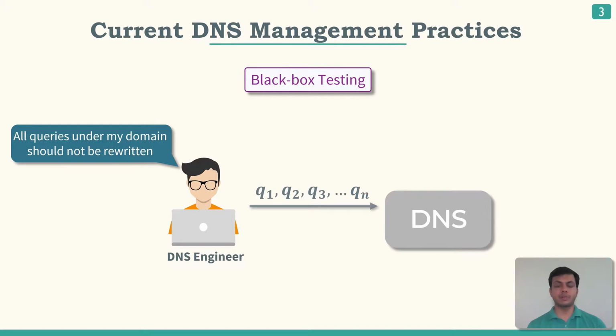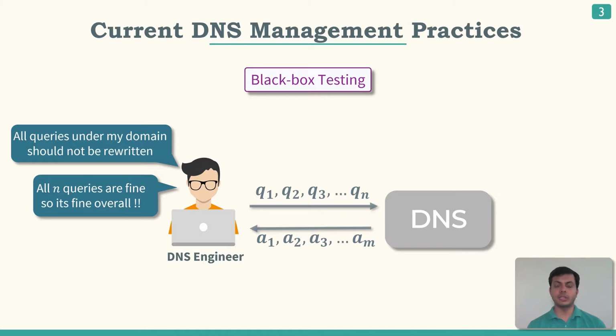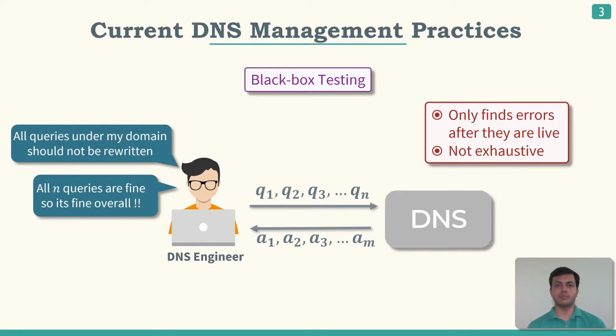So he tests this property by sending some queries to the live DNS system, and the system replies with some answers. All the answers look fine to the engineer, and he concludes that it is fine overall. The major problems with this approach are that it can only find errors after they are live in the system, and it's not an exhaustive process. The engineer might have missed testing a query which probably violates this property.